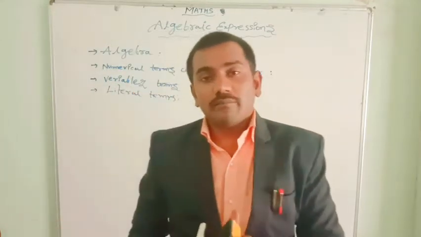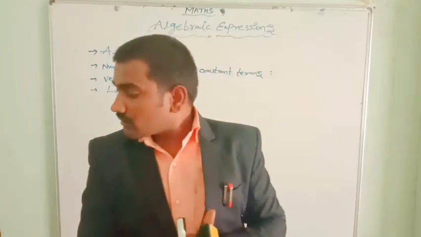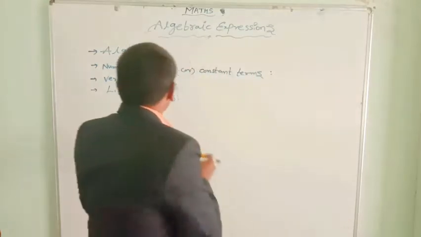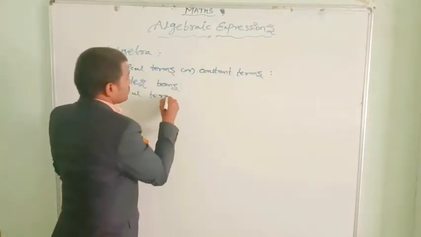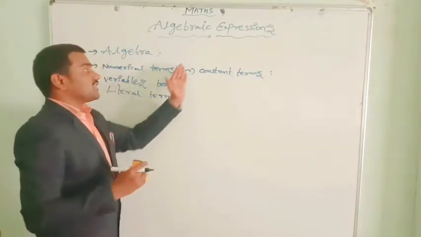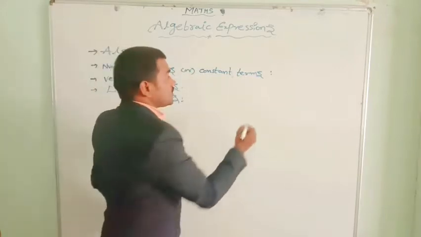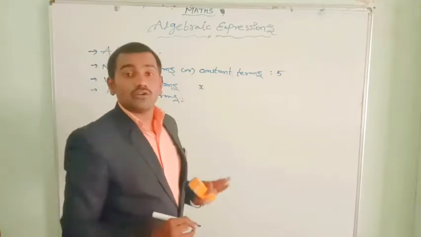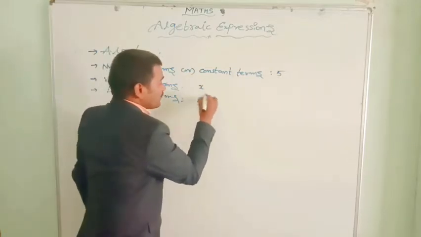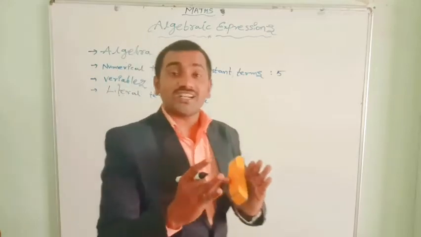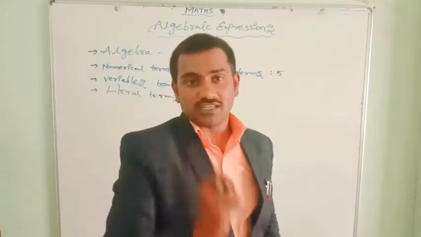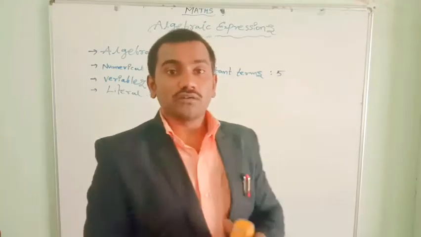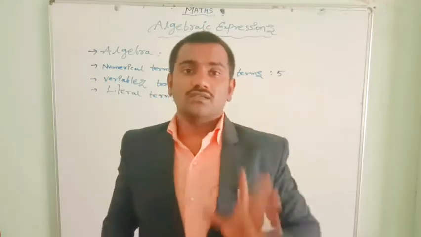The combination of this constant term and variable terms is known as a literal term. Suppose here phi is a constant term and x is a variable term. The combination of these two, the product of these two, is known as a literal term. Phi x is a literal term. The combination of a constant term and a variable term is known as a literal term.